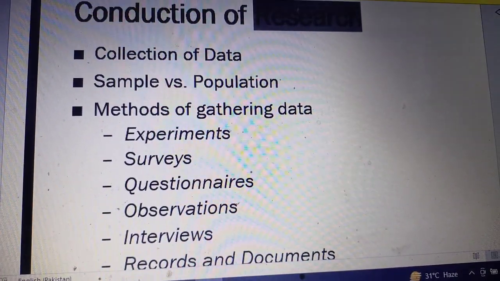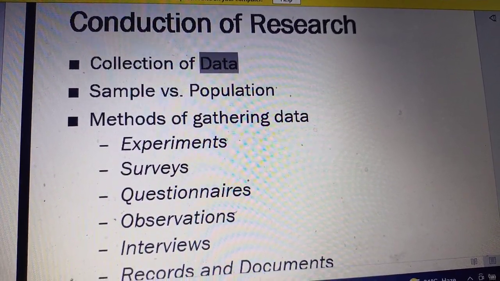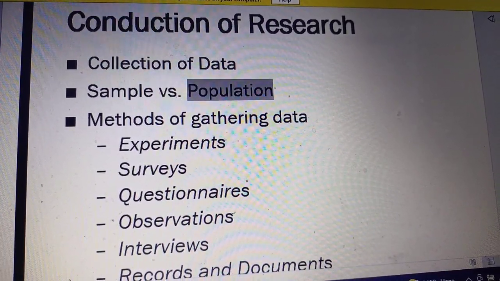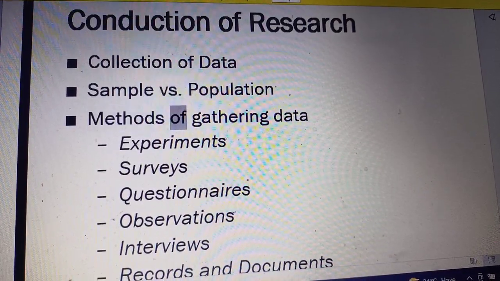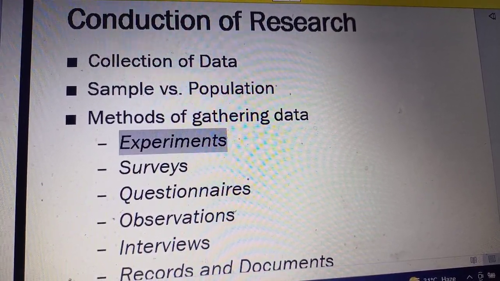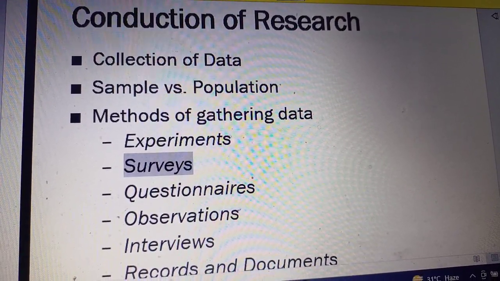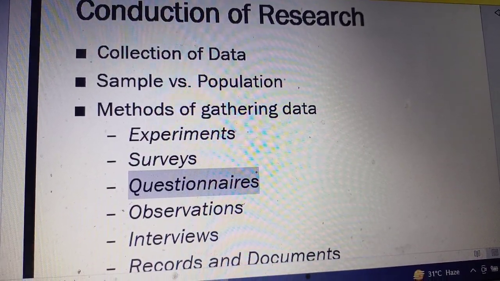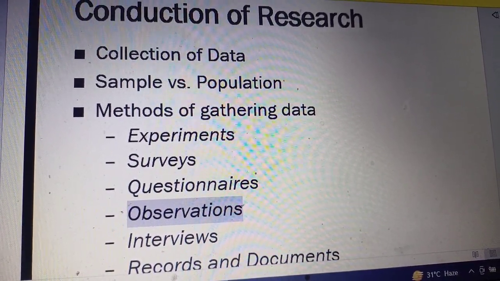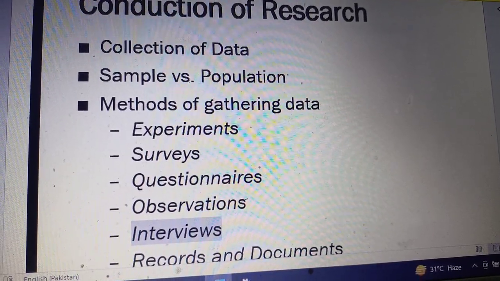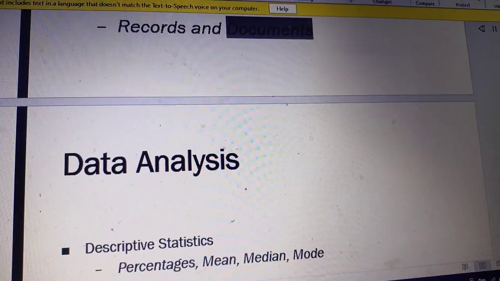Conduction of research. Collection of data. Sample versus population. Methods of gathering data: experiments, surveys, questionnaires, observations, interviews, records and documents.